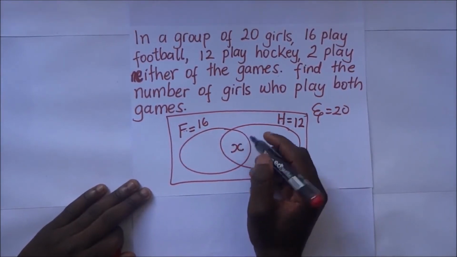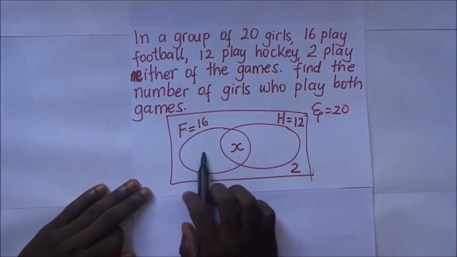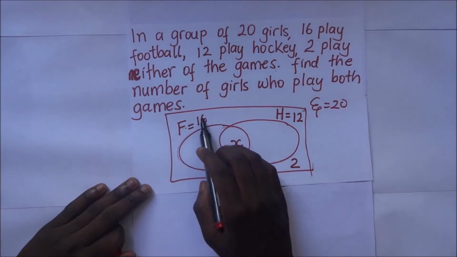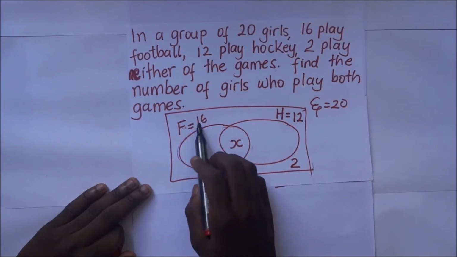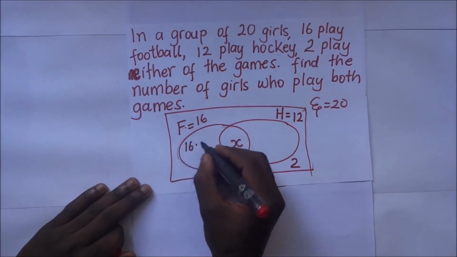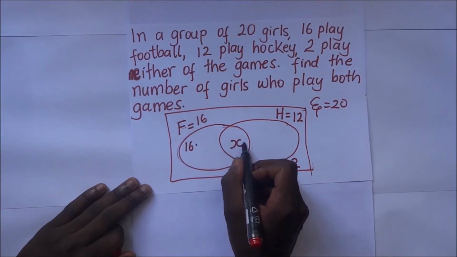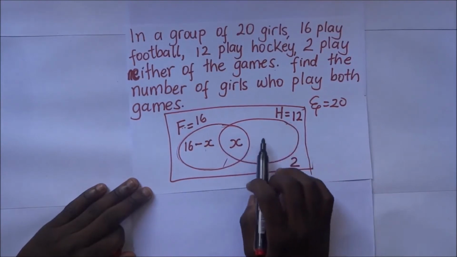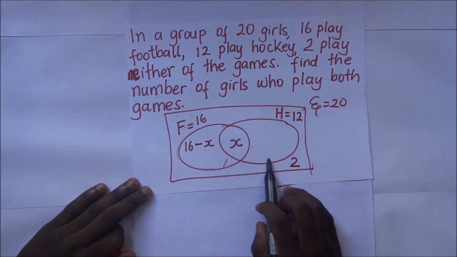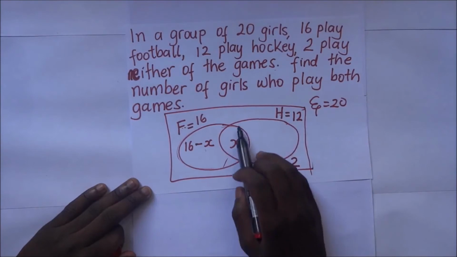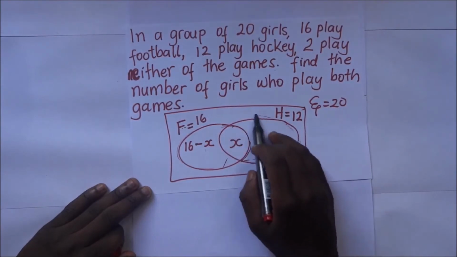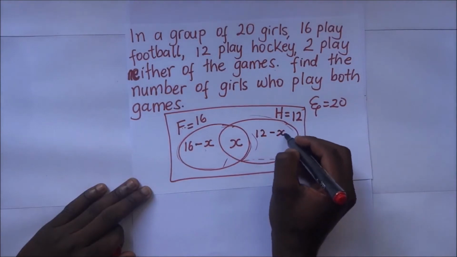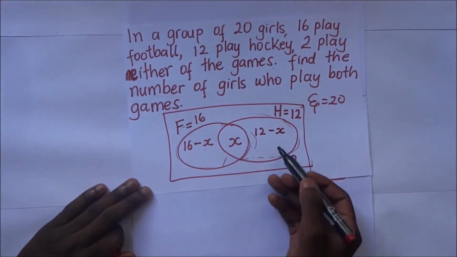So they're asking us to find the number. We can first begin by filling this gap and that gap. Whoever is inside this circle is playing football. So those who play football only is going to be the total, which is 16, minus those who also play hockey. So it's 16 minus x. Then those who play hockey, in this circle, they are 12. But those who play hockey only is going to be 12 minus x, the people who play both games.